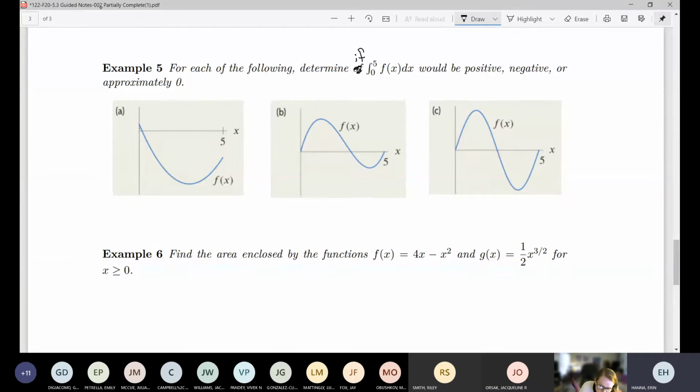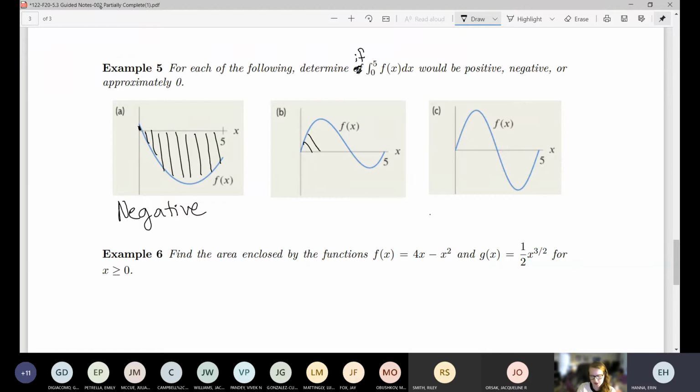So looking at this first one, I have a teeny tiny area on the very left that's above the x-axis. But most of the area in this integral is going to be down here. Since the bulk of the area ends up below the x-axis, and in a general integral any area below is treated as negative, this integral would end up being negative. I don't know the value because I don't know the function, but since most of the area is below the x-axis, that will be a negative result.